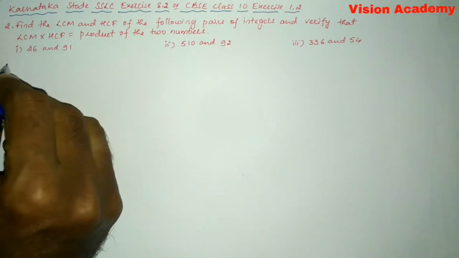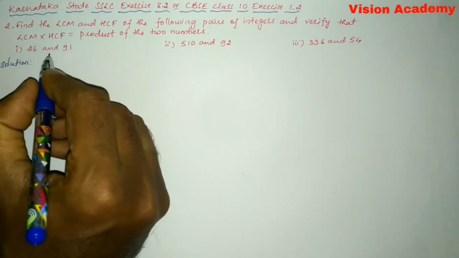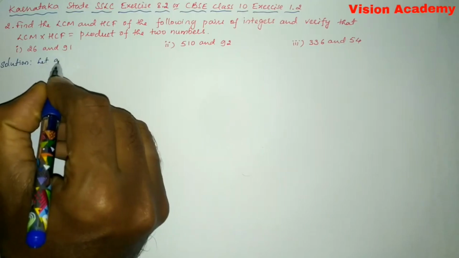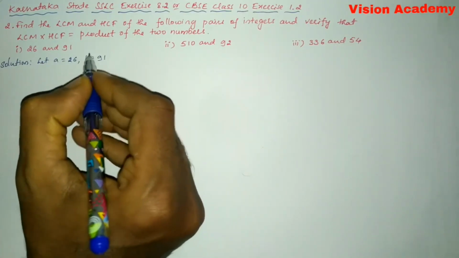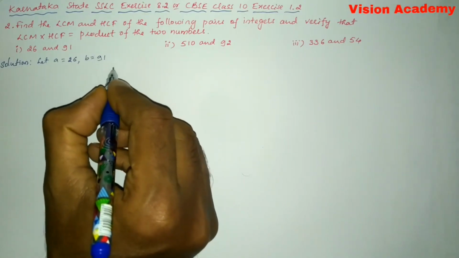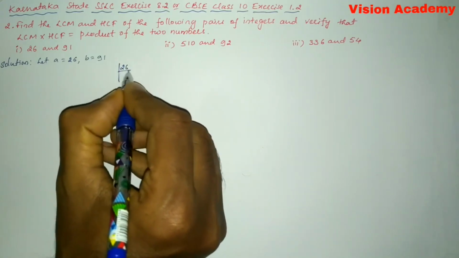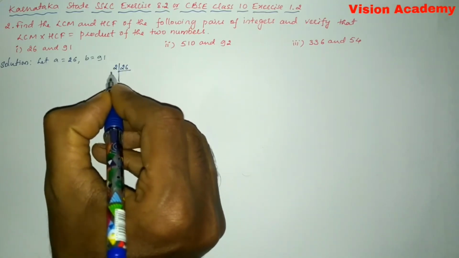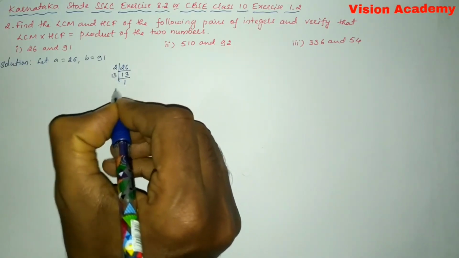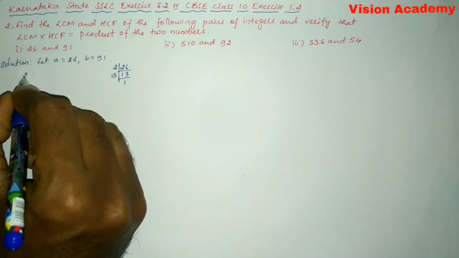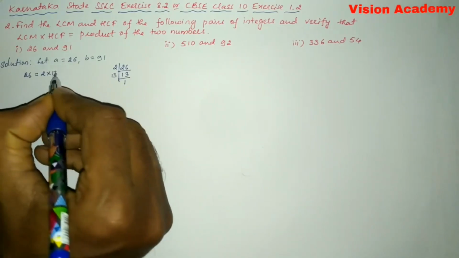Okay, let us find the solution for the given problem. Here let us write, let A is equal to 26 and B is equal to 91. Now let us take first A, that is 26, and divide this number by prime factor 2. So 2 1s are 2, 2 3s are 6. Next 13 is divisible by 13 itself. So here we can write 26 is equal to 2 into 13.